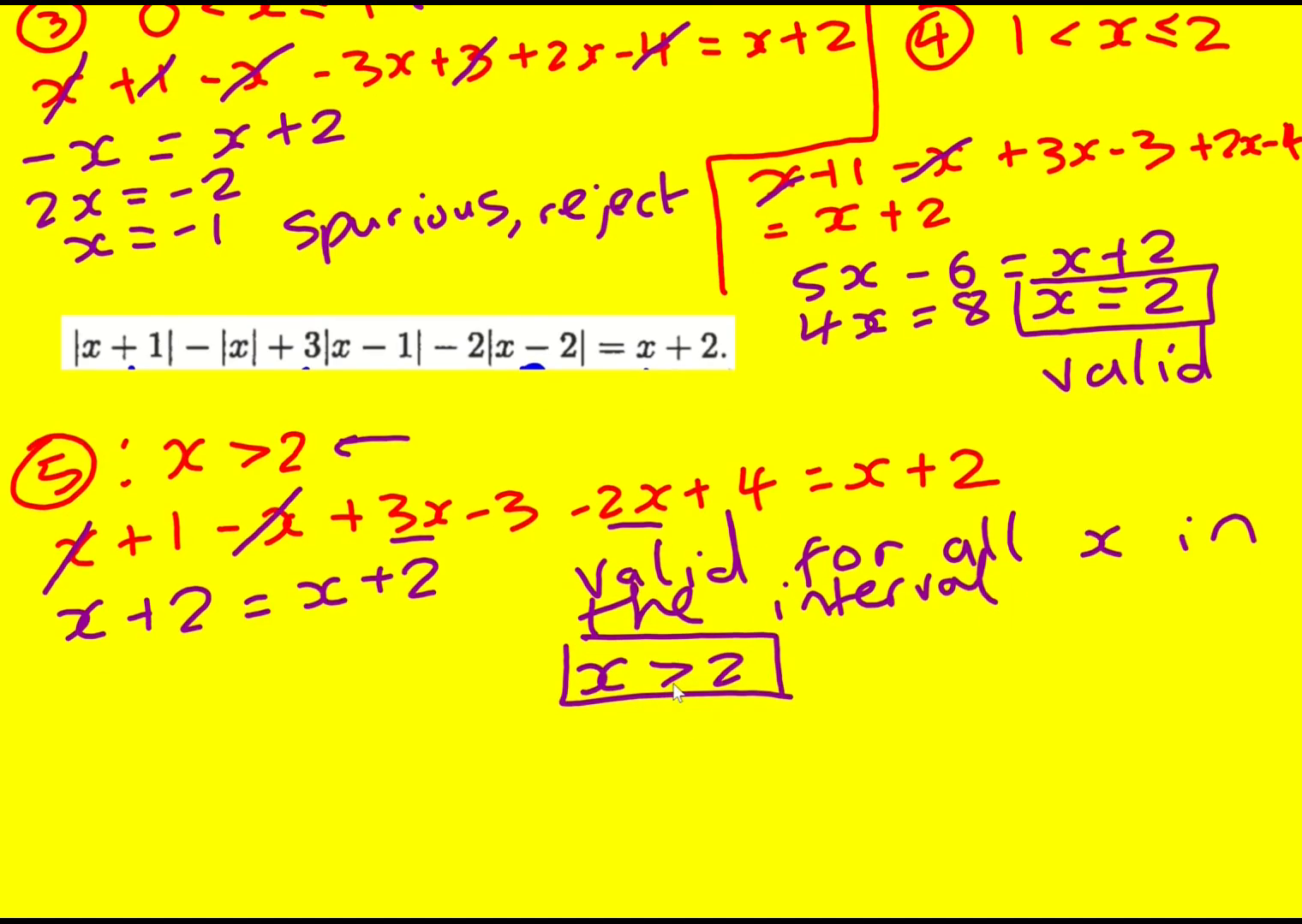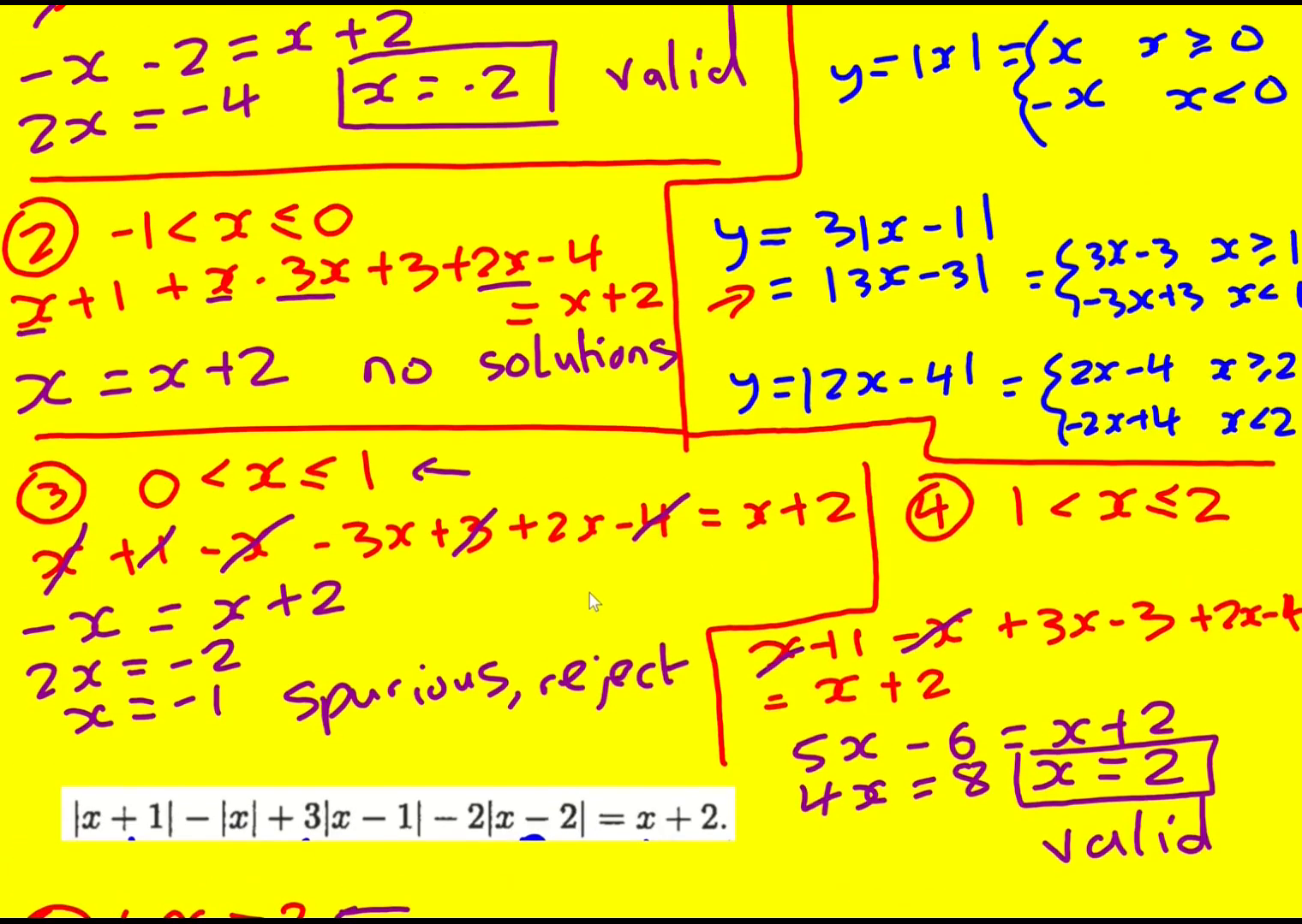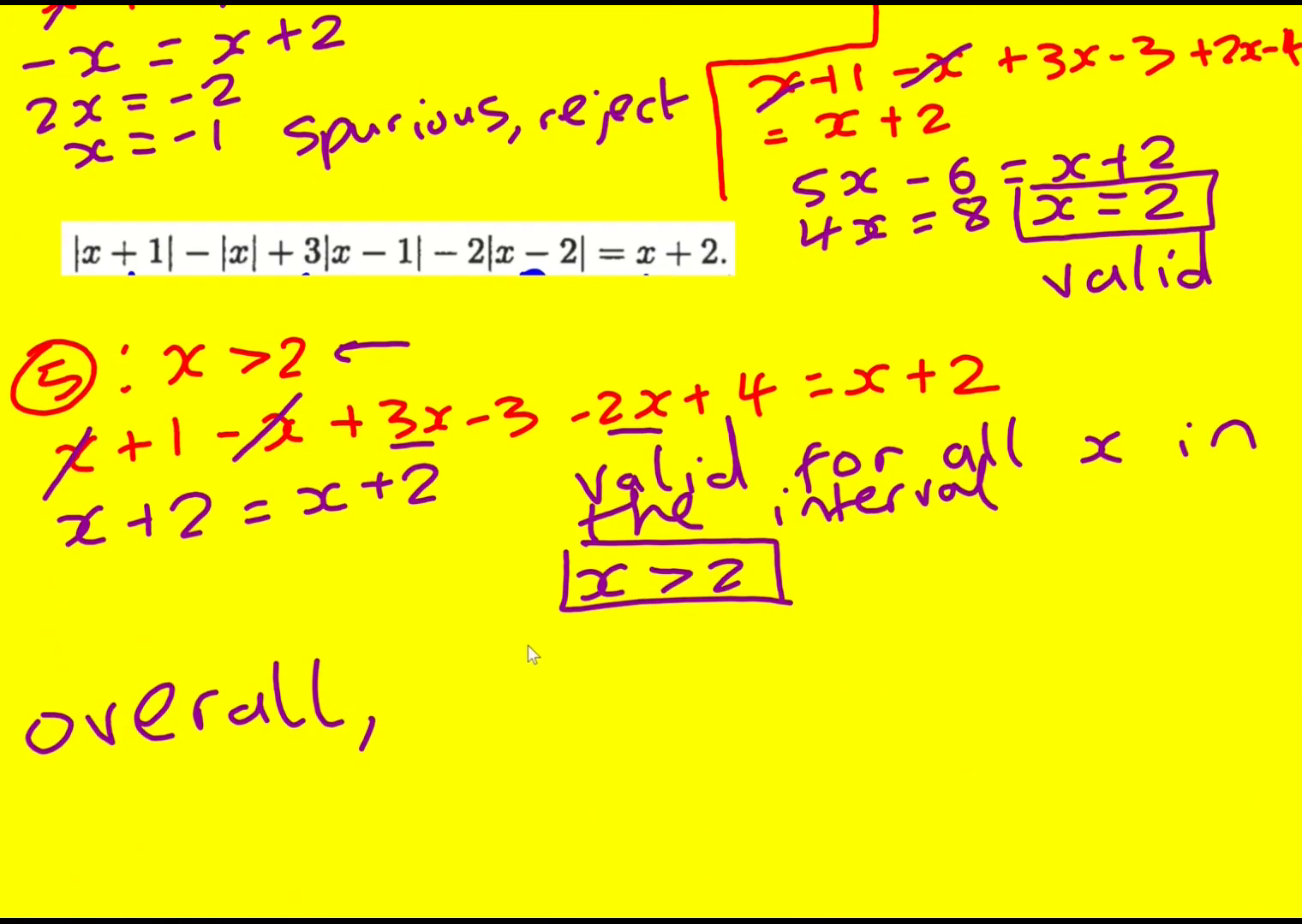And then to wrap it up, so overall, we have from the very beginning, x is equal to -2, or x is going to be greater or equal to 2.